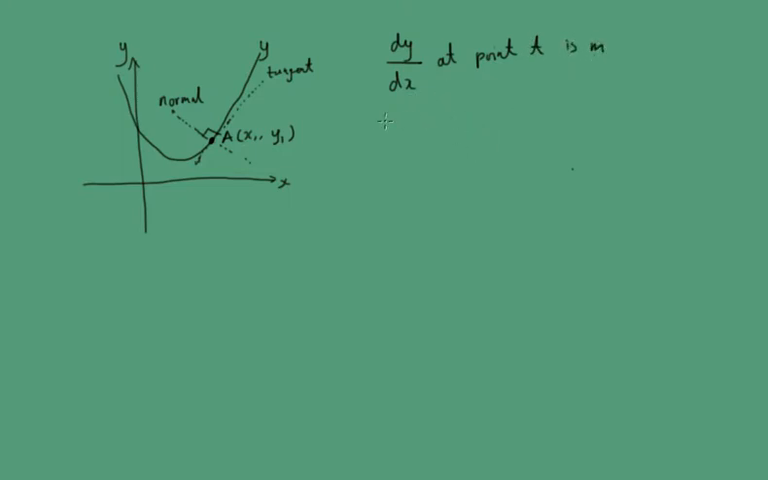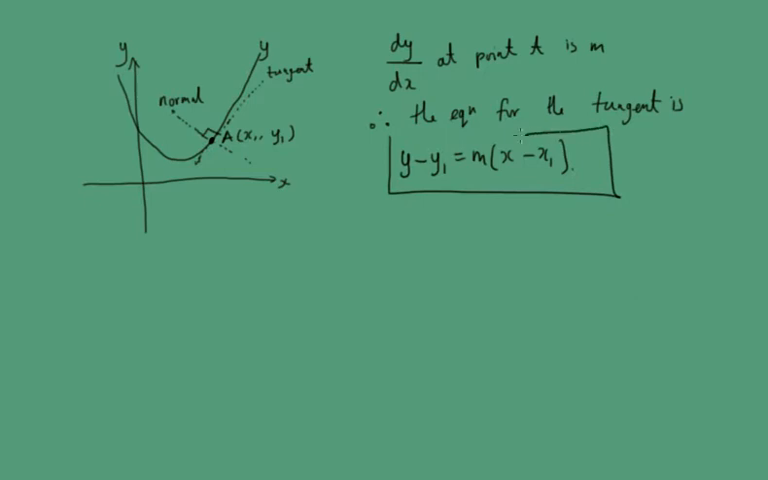and therefore the equation for the tangent is y minus y1 equal to m times (x minus x1). And you'll remember that from our general formula for a straight line.